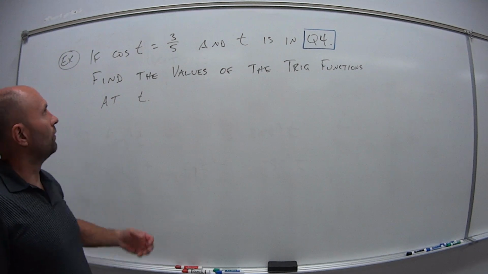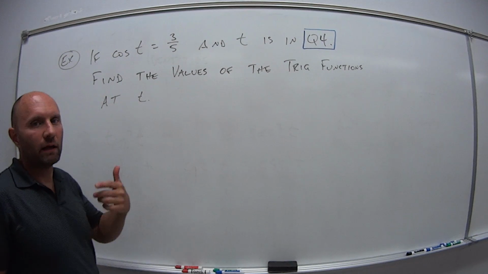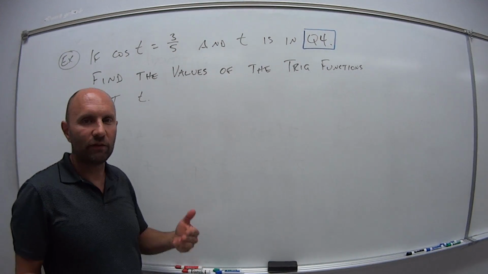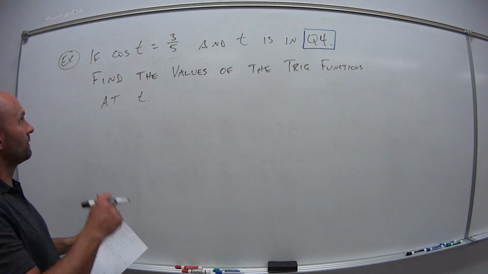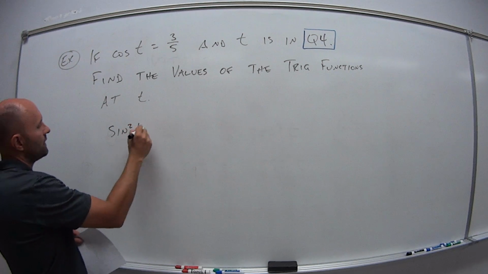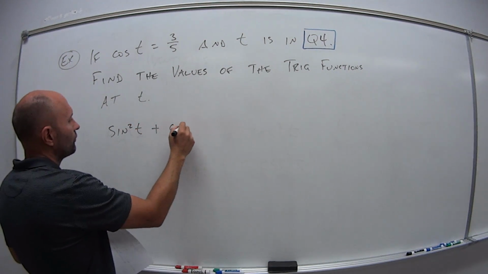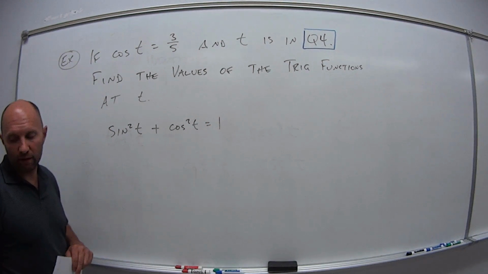All right, so we're given cosine, but we need to find the rest of them: sine, tangent, cosecant, secant, and cotangent. So we're going to use our trig identities. First one we have is sine squared of t plus cosine squared of t is 1. Again, our holy grail of the identities.